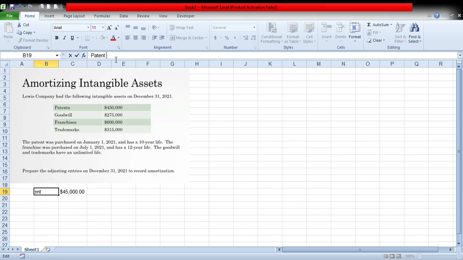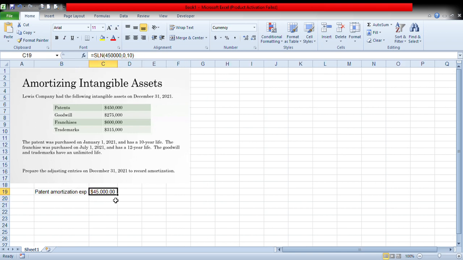Patent amortization expense as of December 31st, 2021. Understand? Because we purchased on the 1st of July.